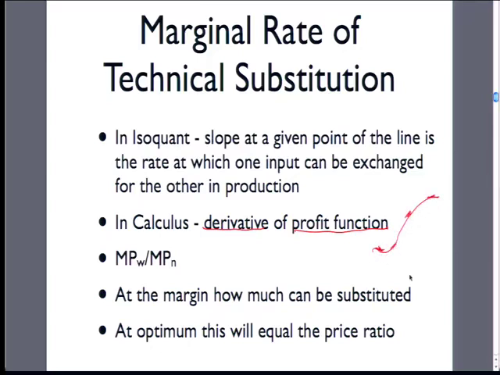Okay? So the marginal rate of technical substitution is with our two inputs that we're putting into production. It's the rate at which we can exchange one input for the other input and stay at the same level of production. The technical substitution means substituting between the two inputs that we have.